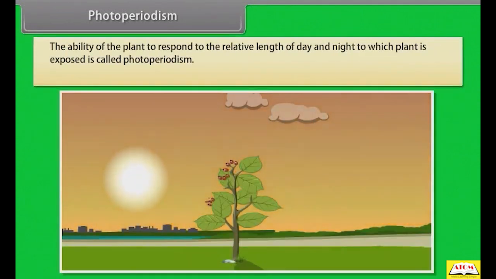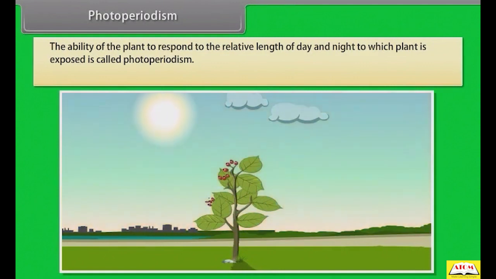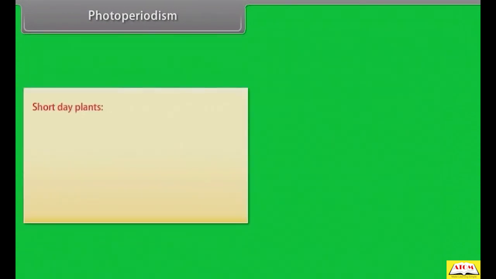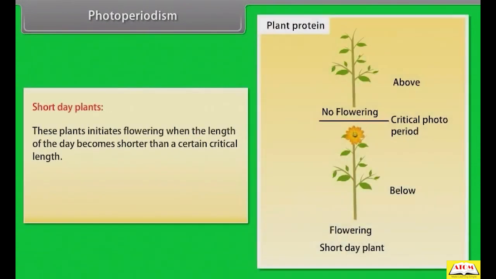Photoperiodism. The ability of plants to respond to the relative length of day and night to which the plant is exposed is called photoperiodism. The flowering response of the angiosperms falls into three categories. Short day plants. These plants initiate flowering when the length of the day becomes shorter than a certain critical length.